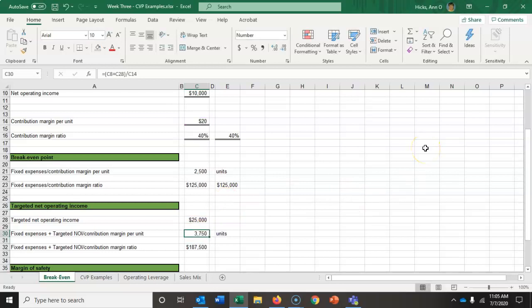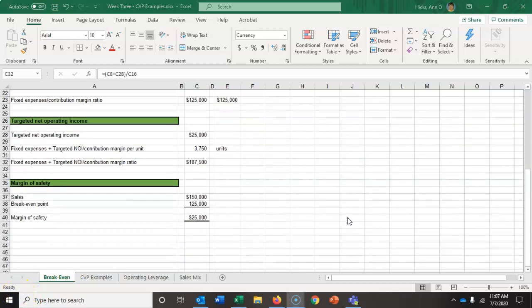And what we can see is I need to sell 2,500 units to break even. If I want to achieve $25,000 in targeted net operating income, then I need to sell 3,750 units. And then below this, I've just done the same calculation using the ratio to arrive at the amount of sales, which would be $187,500.